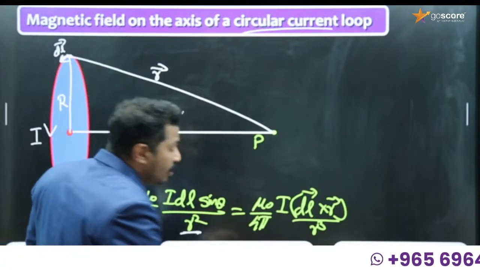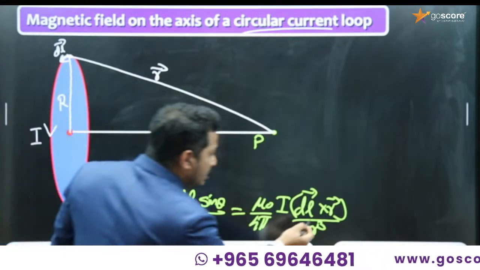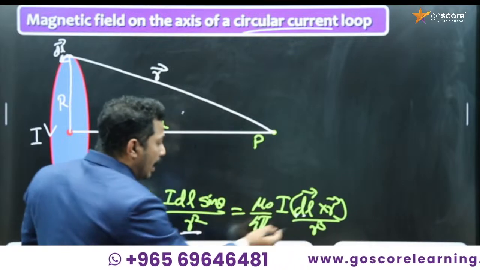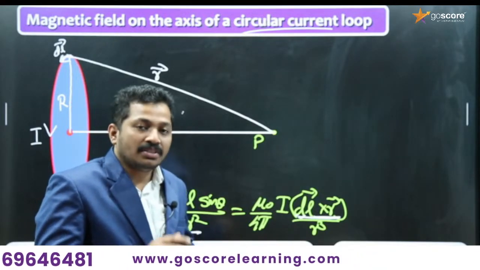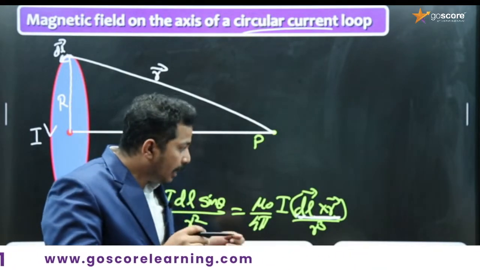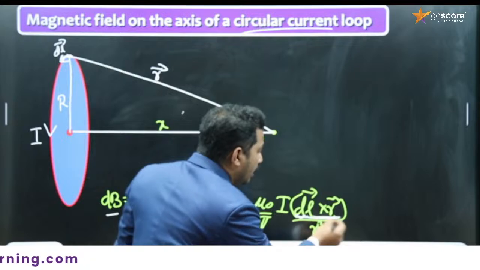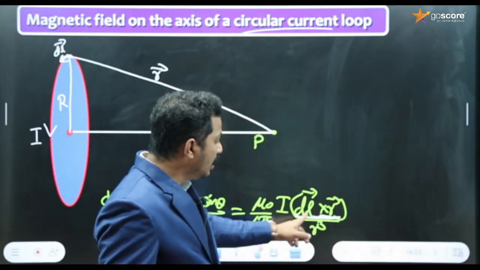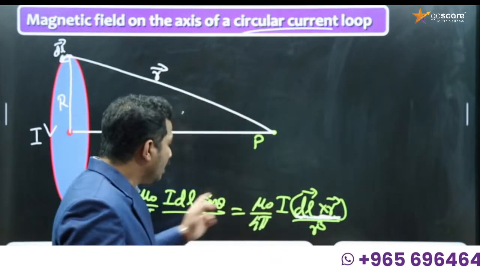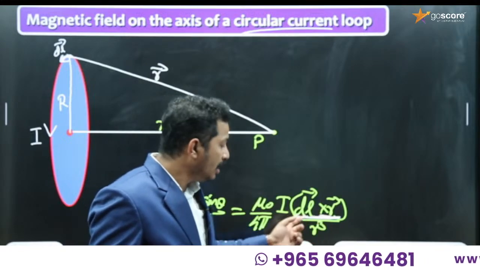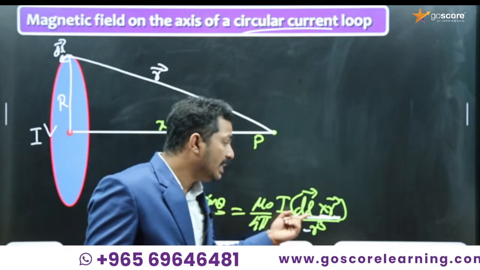Okay, so what is the direction of magnetic field dB? Since this is due to the vector source dl cross r, the magnetic field will have the direction of dl cross r. We have seen in the vector product rule that the direction of the vector product is perpendicular to both the vectors dl and r. The direction of magnetic field should be perpendicular to dl and r, right? Yes or no? Because dl cross r is there in the expression for dB.